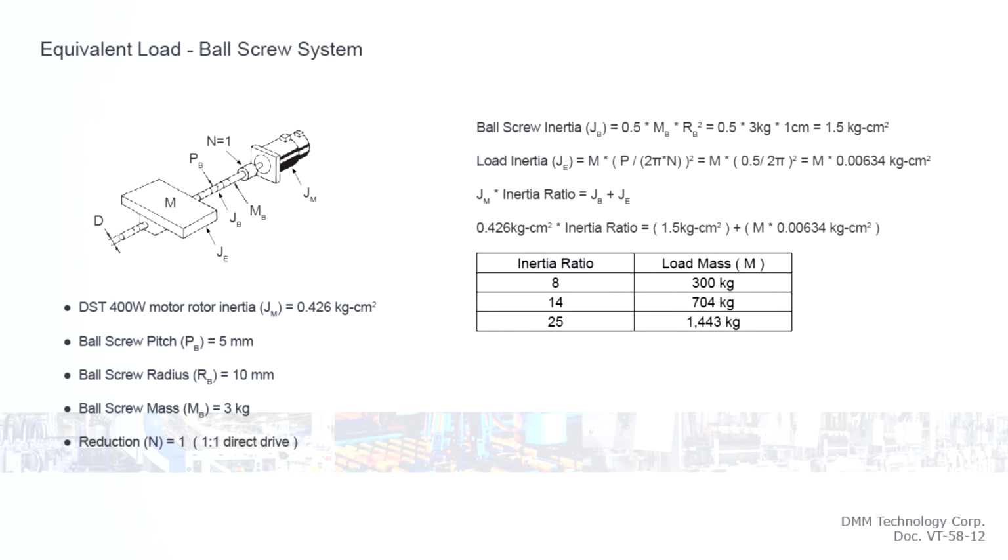These inertia loads translated onto a conventional ball screw system have the following load mass capabilities. For example, at 25 times inertia, this means the DYN servo can accurately and instantaneously accelerate and decelerate a 1400 kg load in 24.5 milliseconds with 1.25 mm amplitude.